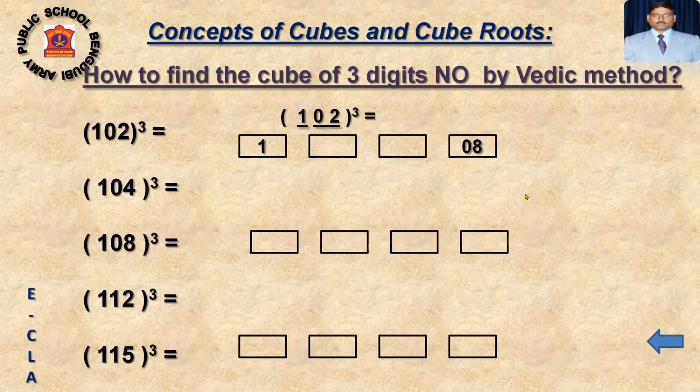This is 1. Now what to do then? 1 square multiplied by 2, 2 multiplied by 3 is 6. 06, not 6, 06.